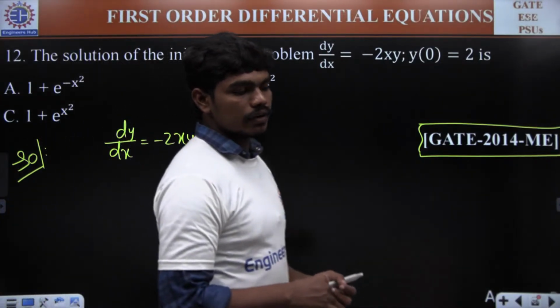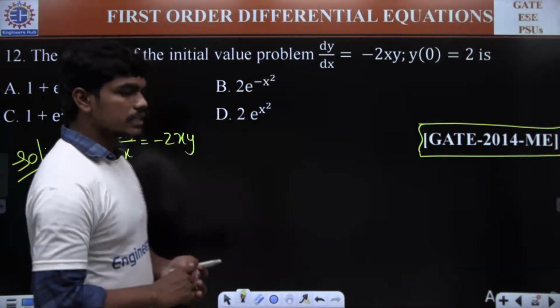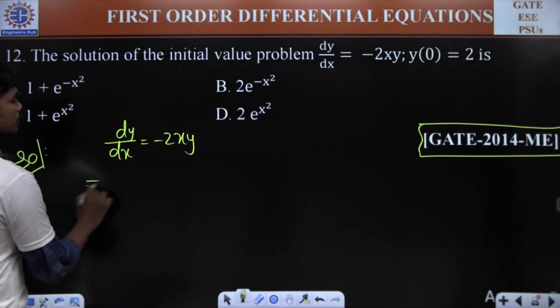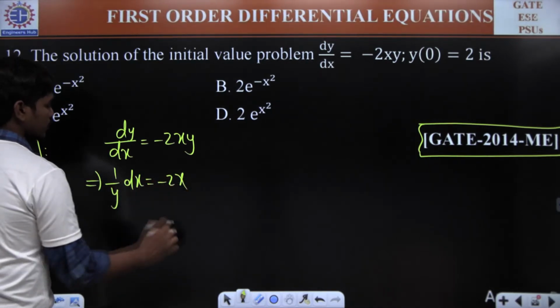y of 0 is equal to 2. I think all options are satisfying that condition, correct? Anyhow, B is the correct answer. So, Dinesh, you can use the Leibniz method, but first of all, let me use the variable separable method and try to solve this.